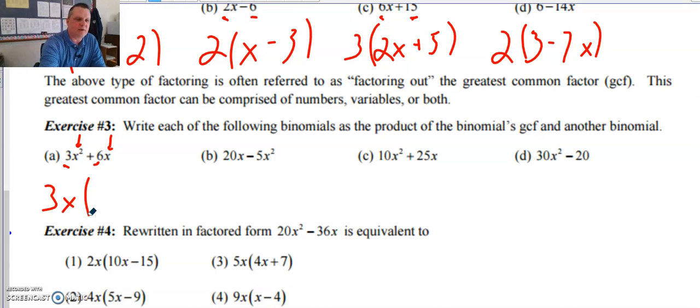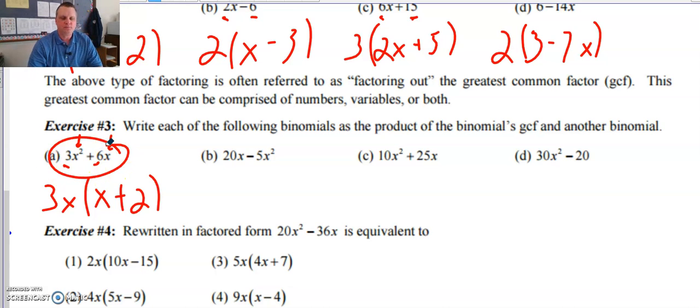So what do I need to get me a 3x squared? I need an x. What do I need to get a 6x? I need a 2. So you have 3x times (x plus 2). So that way if I redistribute it, you are back to the original binomial.